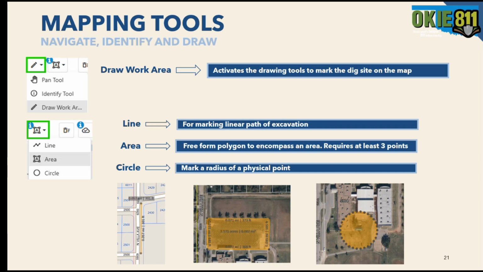And then we have a circle tool, which is marking a radius of a physical point. If you do use this tool, we highly suggest that you turn on your aerial. You can see the physical point, or if you're doing it out of a GPS, that's fine too. But use something that you know that that's where you're clicking on, because especially if you're putting in a smaller radius, you want to be sure that you're covering enough area on the map. And as another reminder, these drawing tools, these are what determines what facility operators are notified. So again, be sure you cover the entire dig site.